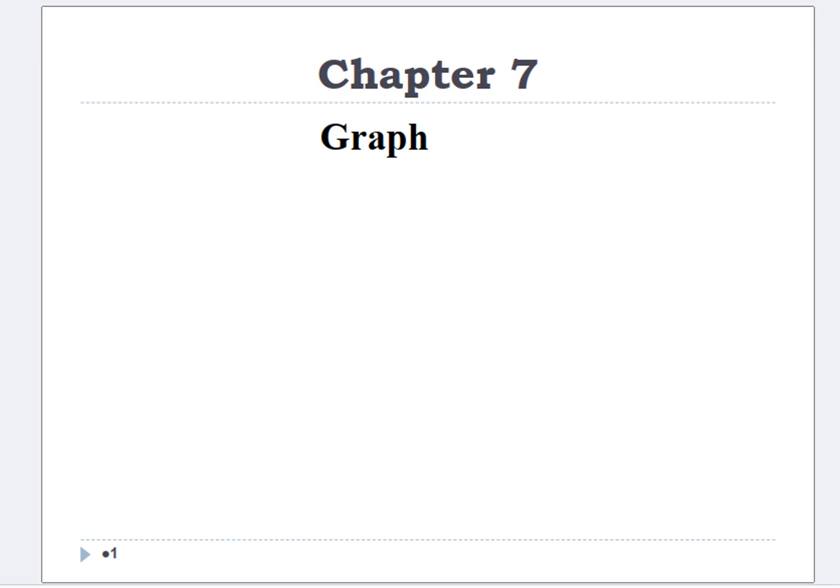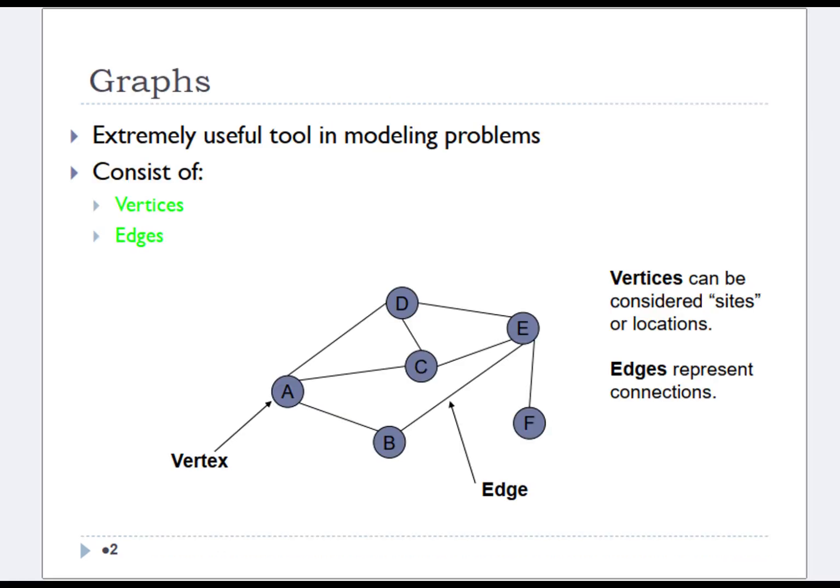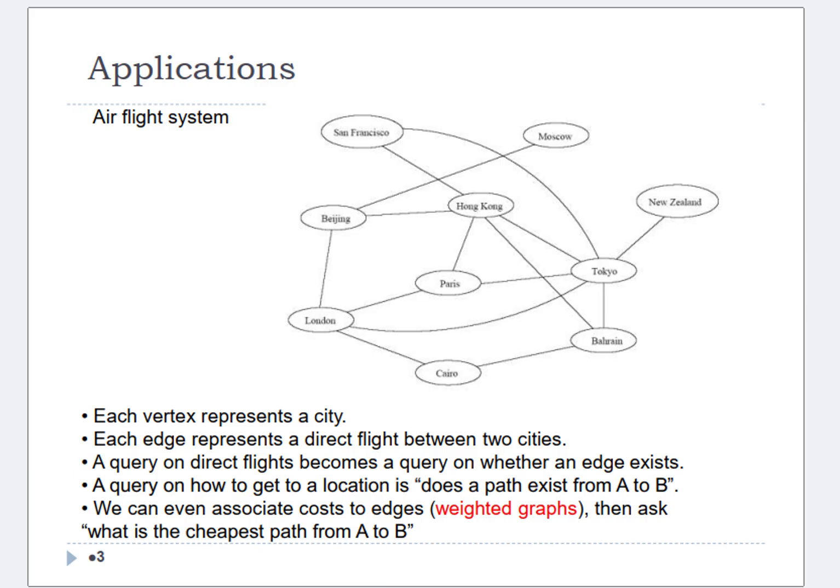Chapter 7, Graph. 1. Graphs are an extremely useful tool in modeling problems. They consist of vertices and edges. Vertices can be considered sites or locations. Edges represent connections.